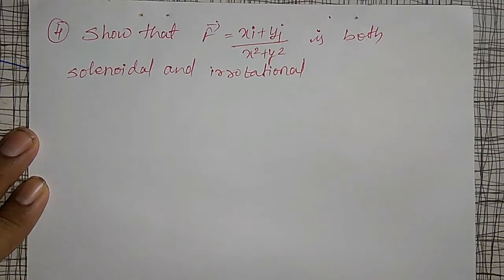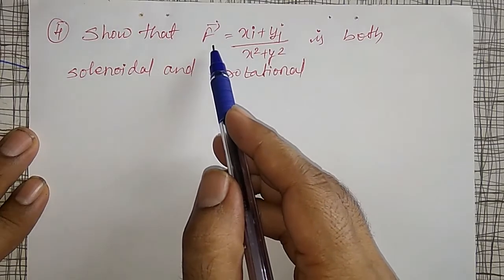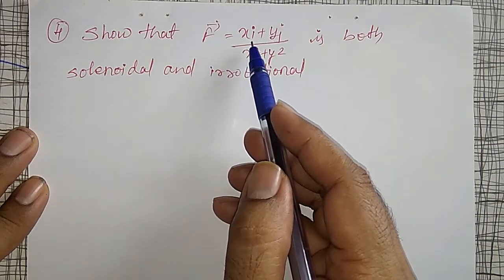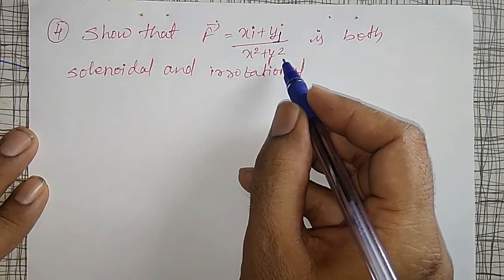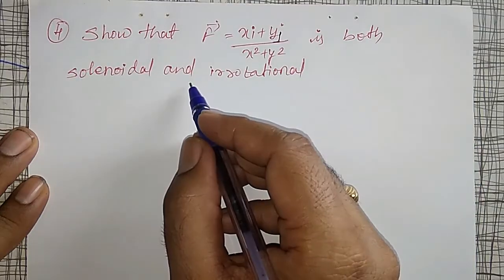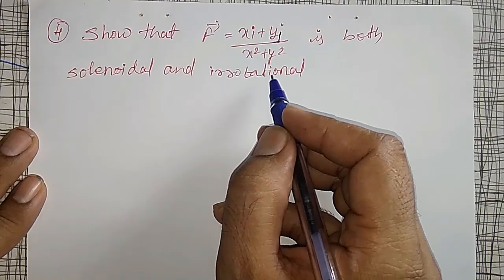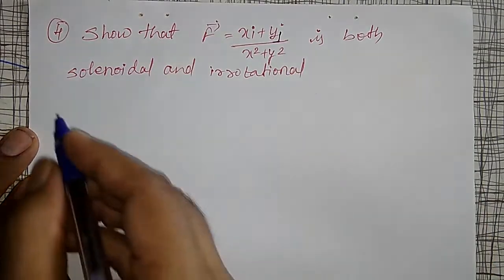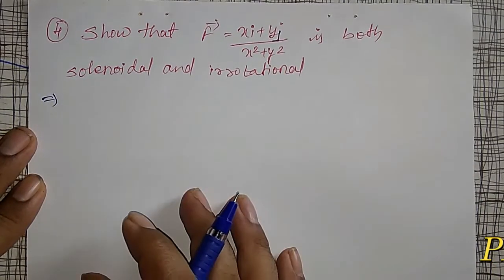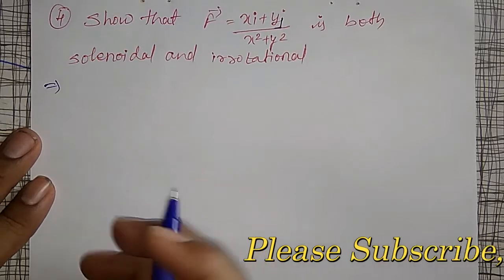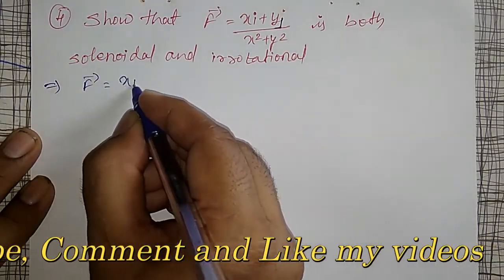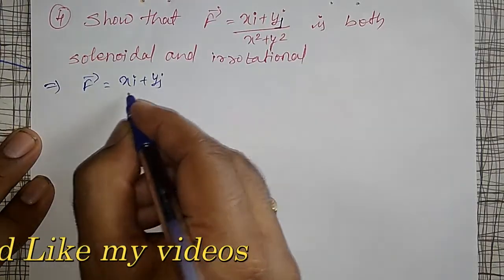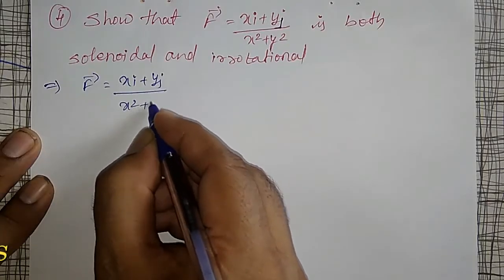In this video, I am going to show that vector f is equal to (xi + yj) divided by (x square plus y square) is both solenoidal and irrotational. Okay, let me find out f1, f2, f3 along x axis, y axis, z axis. Vector f is equal to (xi + yj) divided by (x square plus y square).